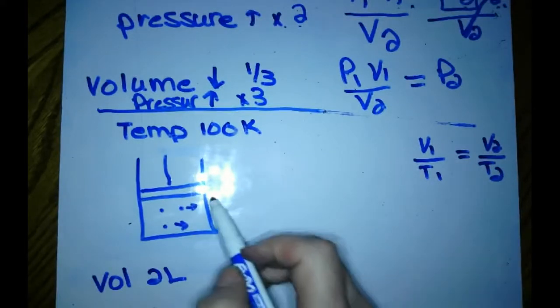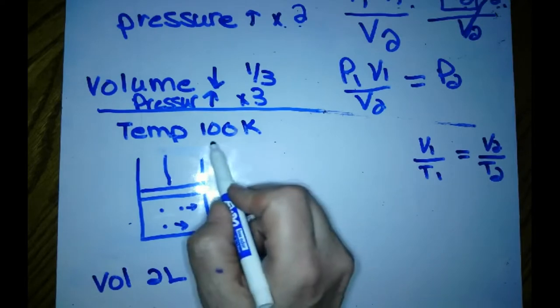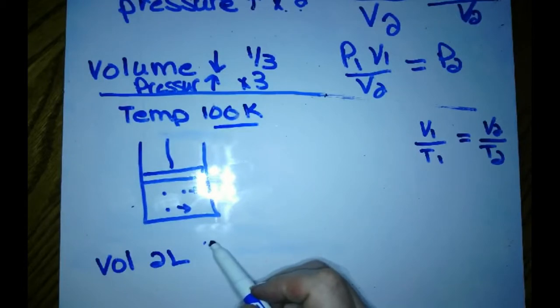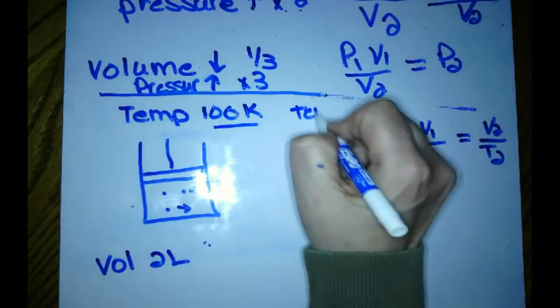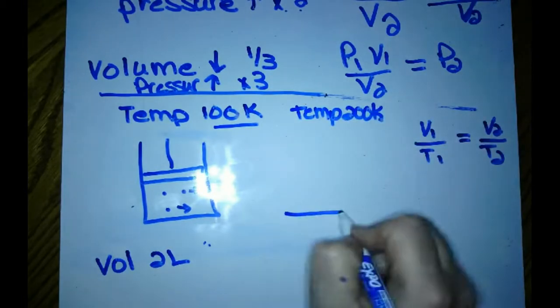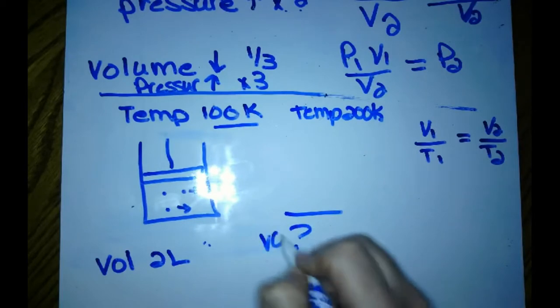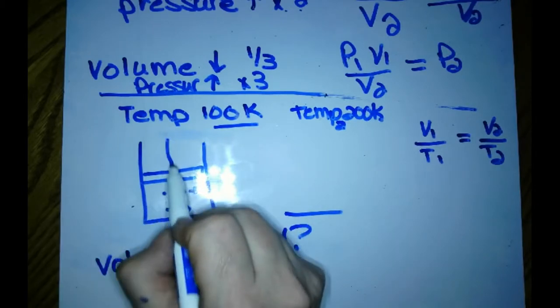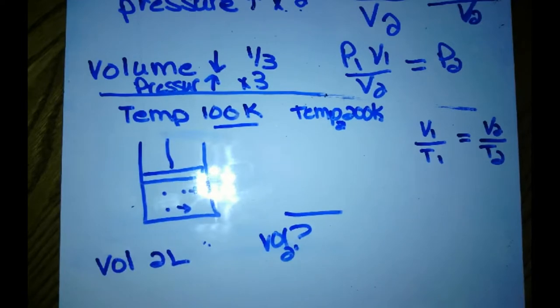Okay, so here I have a temperature of 100 Kelvin, and my volume is 2 liters. I want you to tell me what happens if I increase my temperature to 200 K. What happens to my volume 2? This is temperature 2, volume 2. So pause the video and draw. This is a piston and it's movable. Why? Because our pressure needs to stay constant and our volume is changing. Okay, so pause your video and draw that and see what you have.